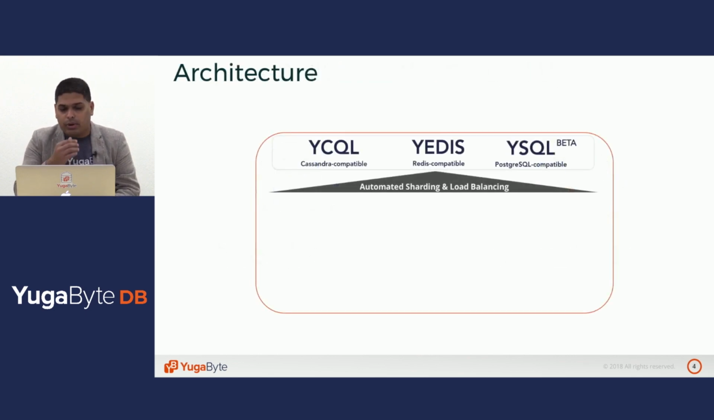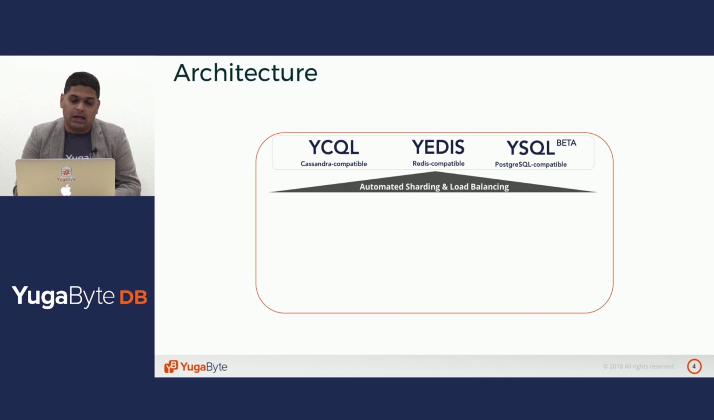From an architecture standpoint, YugabyteDB is comprised of two layers. The top layer is the language layer. We have implementation of three popular APIs. First is YCQL, which is Cassandra compatible. Second is YEDIS, which is Redis compatible. And the third is the focus of this talk, which is YSQL, which is PostgreSQL compatible.